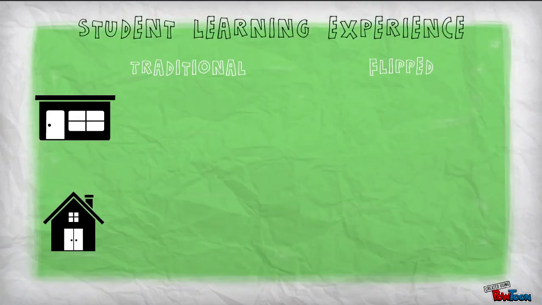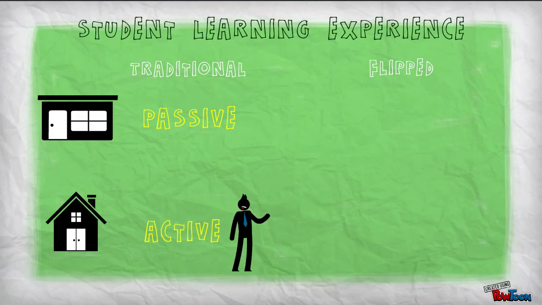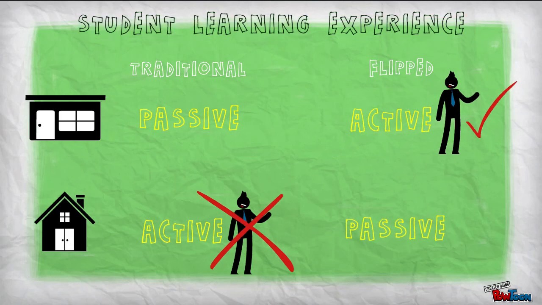The student's learning experience changes. In the traditional method, students passively learn at school, but actively learn at home where there is no teacher support. In the flipped classroom, students learn actively at school with teacher support. The passive learning is done at home where the teacher is less necessary.